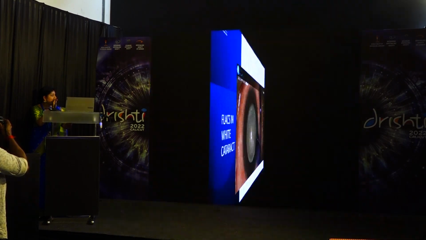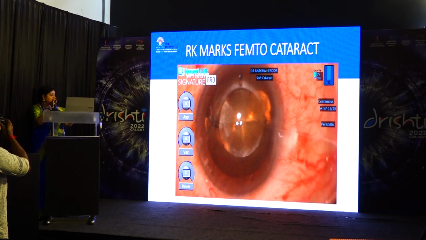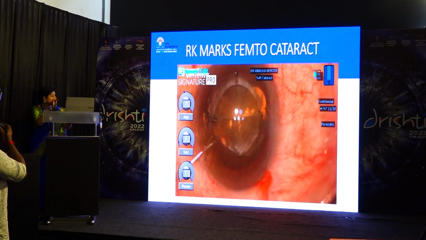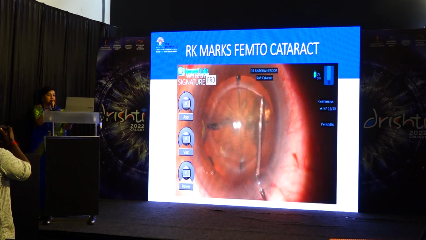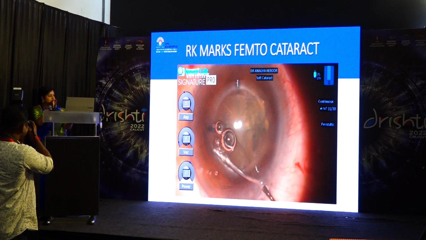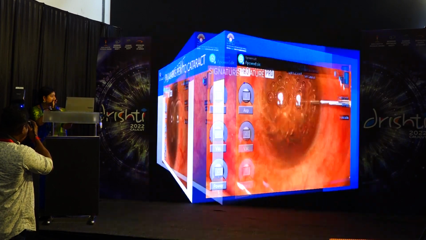So going ahead with the next, this was again a patient with RK marks, but since we have already seen earlier, I would not go ahead and complete this. Only thing is, it is not actually hindering so much the penetration of the laser. So it was found that the capsulotomy was complete even in these patients.